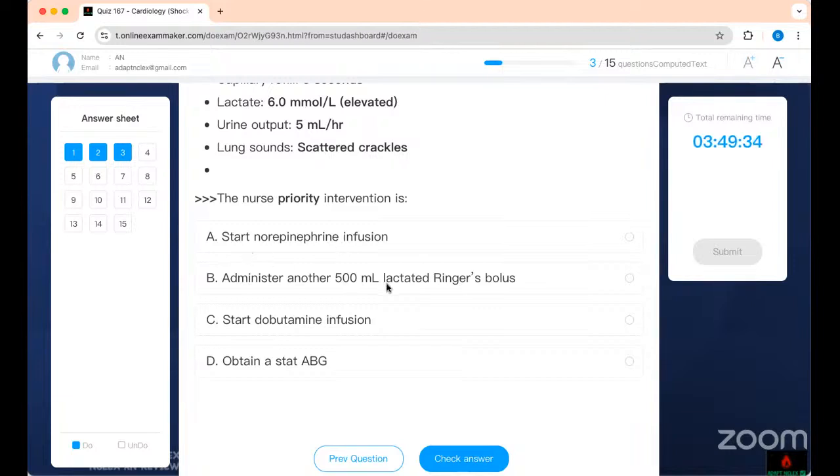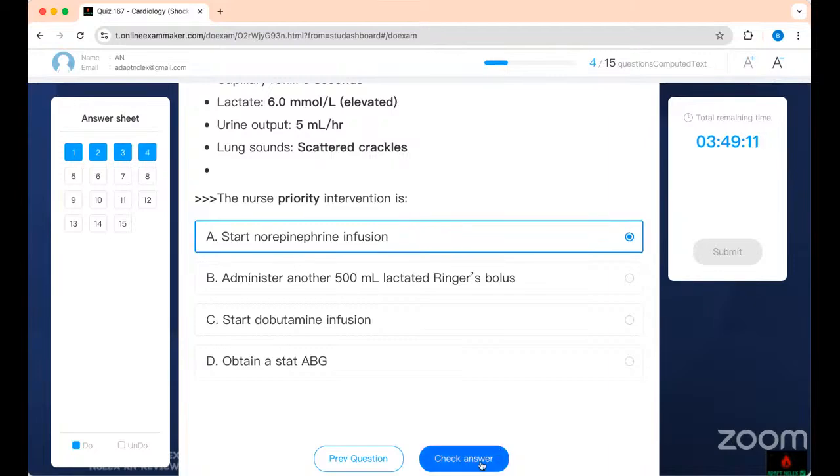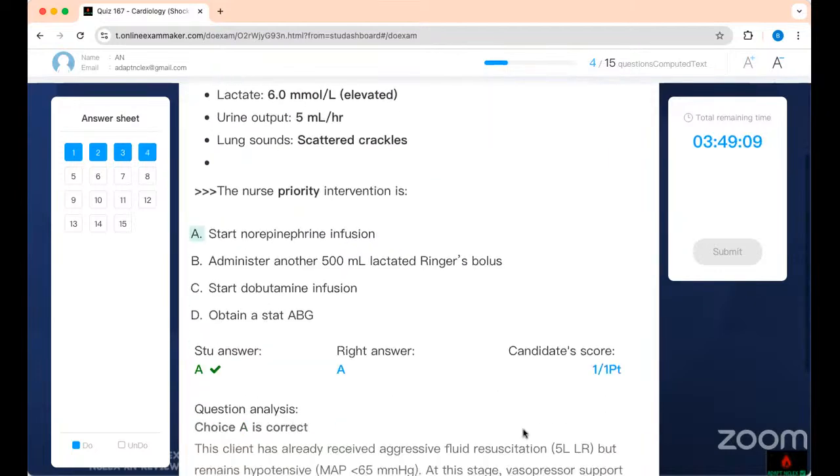Giving additional fluid is not going to help with the situation. Dobutamine is a trap. It's used to squeeze the heart. We don't need to squeeze the heart because this is not cardiogenic shock. Test-taking strategy: ABG will tell you hypoperfusion, but it does not solve the underlying problem. So what you should do is give the individual norepinephrine.